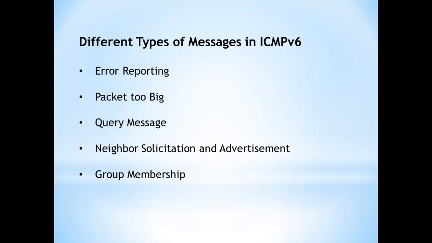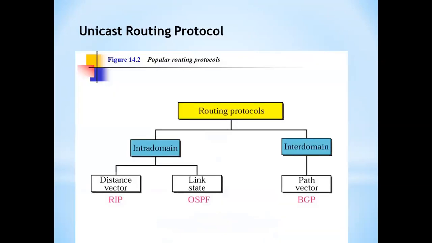Next is group membership. A network layer in version 4 contains an independent protocol called IGMP, but in version 6 this protocol has been eliminated and its duties are included in ICMPv6. The purpose is the same. Next is the unicast routing protocol.